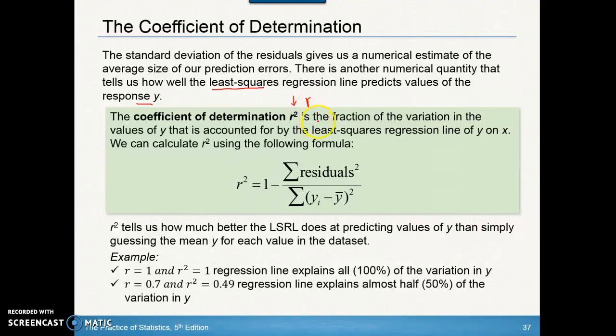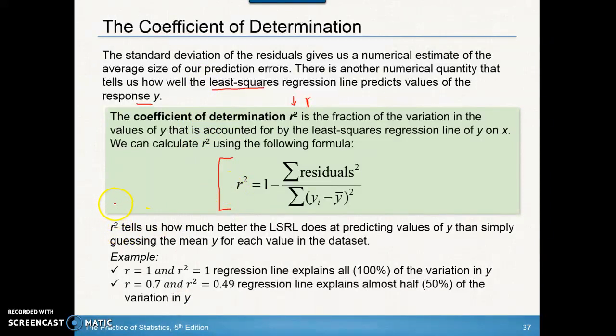What does it mean? It is the fraction of the variation in the values of y that's accounted for by the least squares regression line. So basically that just tells us what fraction of the variation, or what percentage of the variation, in the y values is accounted for by the least squares regression line. So here's a formula that we use to get R-squared. You don't need to know it. You can get your r value from your graphing calculator and square it to get your R-squared.